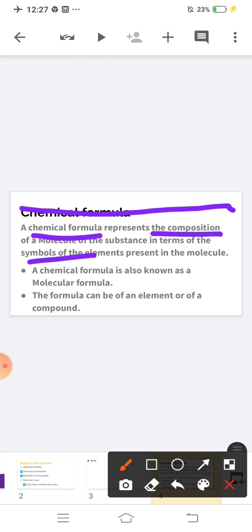Is this clear? Now, a chemical formula is also known as your molecular formula. Clear? Now, the formula can be of an element or of a compound. Clear?